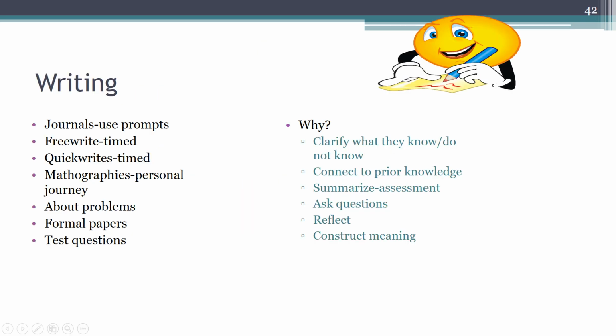Writing is a great way to support critical thinking in math. Journals, you can give them prompts. They can free write. You can do quick writes, mathographies. They can write about problems. They can write formal papers. They can write questions. And why would we want kids writing? Because it clarifies, it reinforces what they know and allows us to see what they don't. It connects to prior knowledge. It's a way to summarize. It's a way that they can ask questions without any negative connotation. It's a way to reflect and to build meaning.